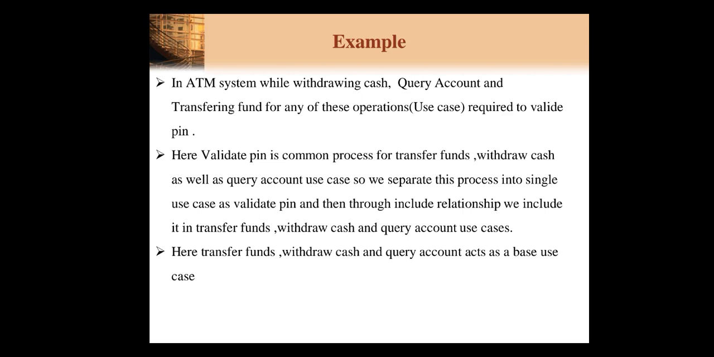Now here we are taking one example for showing the include relationship. In an ATM system we can perform different operations, like we can withdraw cash, we can query the account, which means we can check the balance of our account, and then we can transfer funds. We can perform any of these operations with the ATM system.